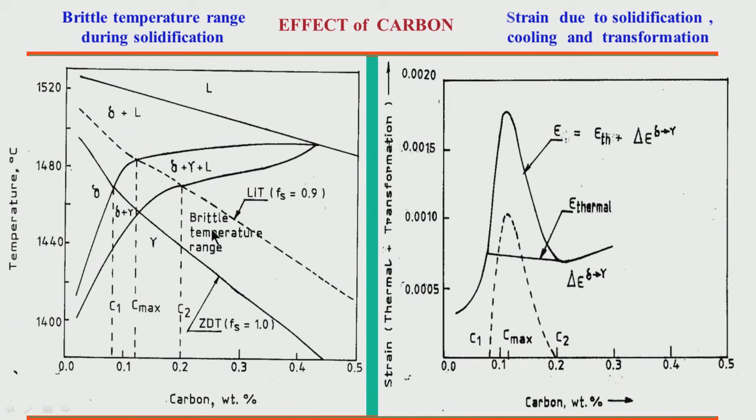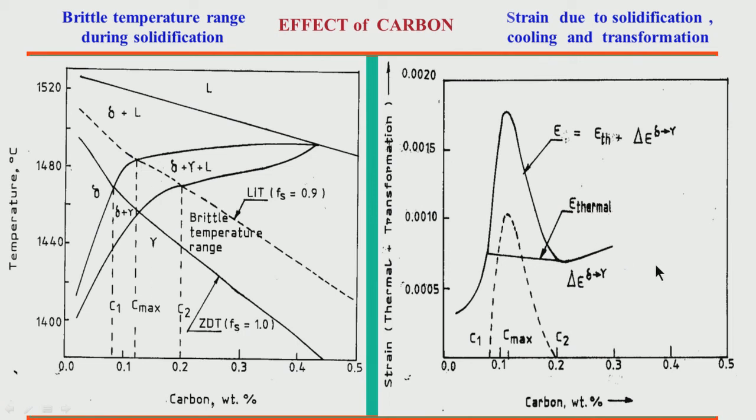How the solidification crack formation varies with carbon, one can find out for any steel if you draw such diagrams. So, for this particular carbon range, between C1 and C2, you see the strain values are quite high. That means you have more surface depression. Between C1 and C2 you have surface depression, and it is the highest at Cmax.